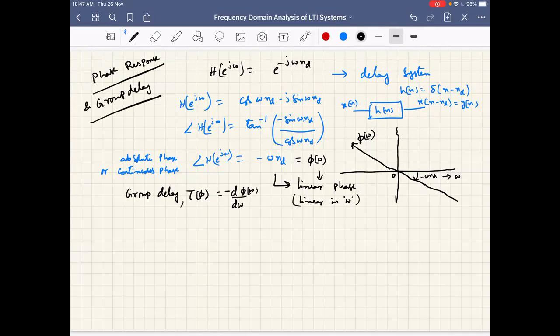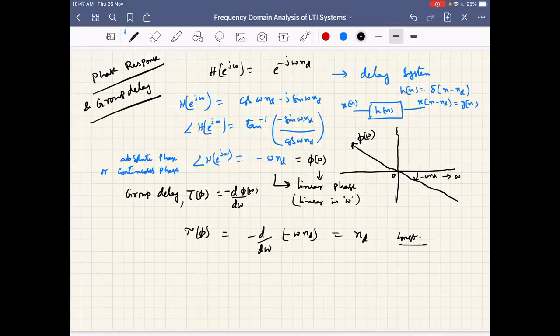Now in this case, what is tau of omega? Minus d by d omega of minus omega nd, and hence this is equal to nd. So it is constant. Okay, the systems with constant group delay are preferred because they will not introduce any distortions due to the phase term. Because group delay is only dependent upon the phase term. Also, any linear phase system has constant group delay.